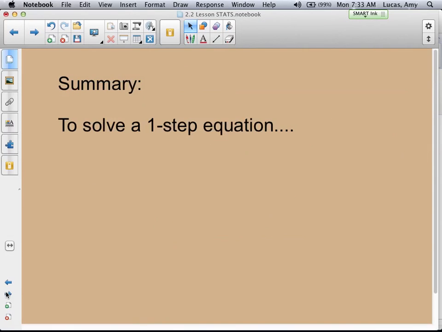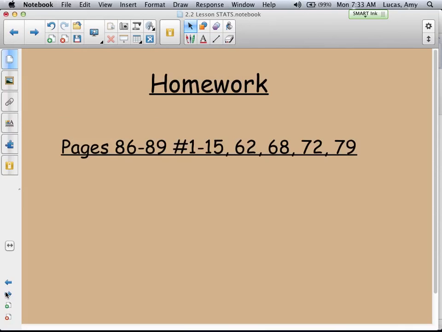You're ready to write your summary now to solve a one-step equation. Please finish it, complete sentences, and here is your homework assignment.